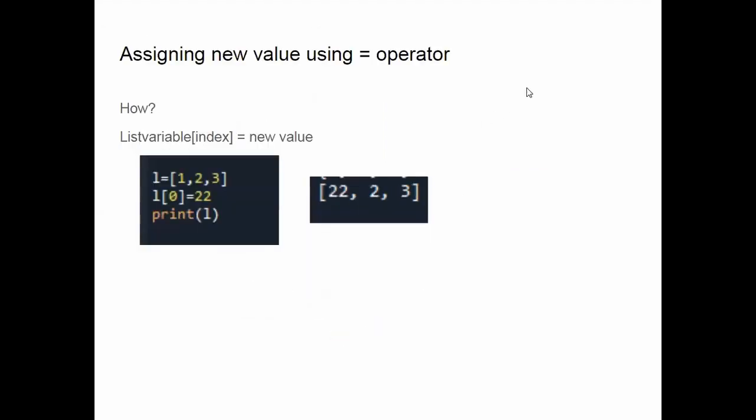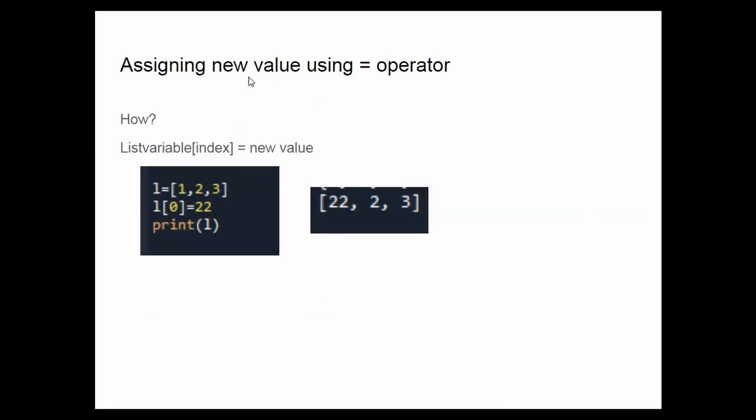Now the next one is how we are going to assign new values to the list element. For assigning values to the list element, we are going to use the equal to sign. What is the method of assigning a value? The normal method. For example, I want to assign a value to variable a. For that, I am going to write a equal to 2. The same thing applies for the list variable.